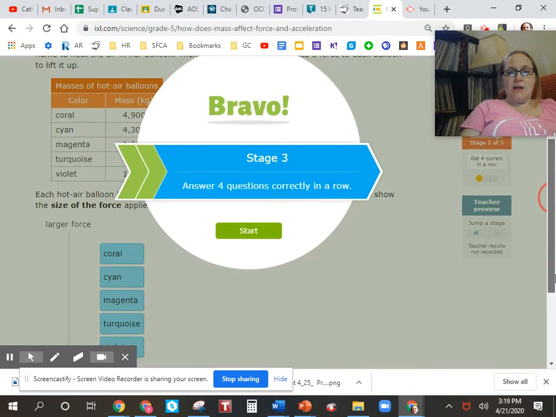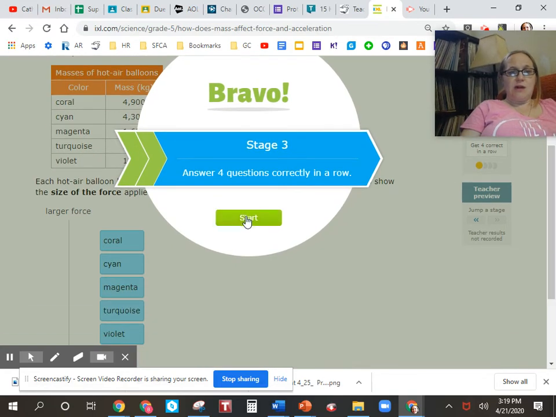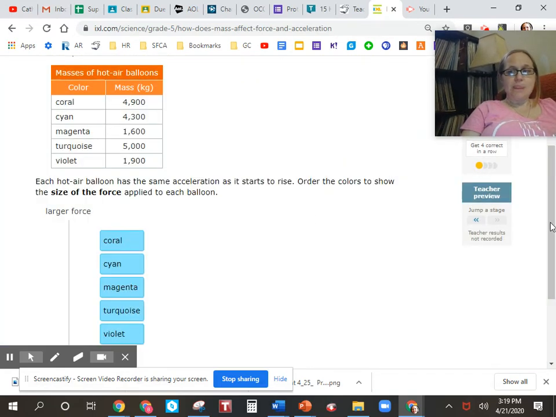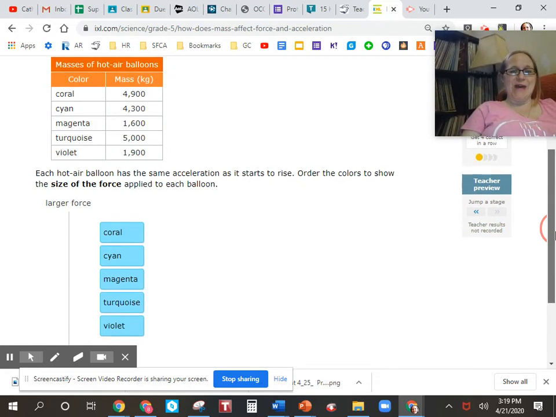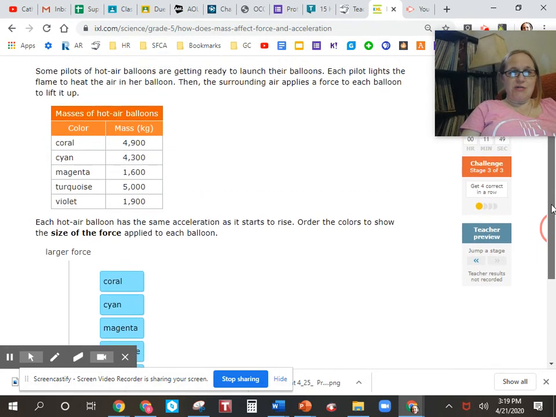Good. Now answer 4 questions correctly in a row. So now they're going to mix them up a little bit. This is where you got to really pay attention, or else you're going to end up doing more questions than you need to, okay? So you can always go back and look at your notes to help you.